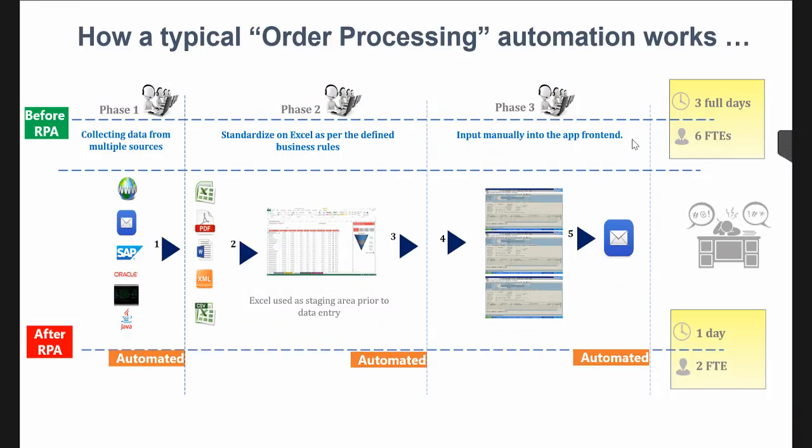Okay. So how does a typical order processing automation work? I'll just try to give you a brief of how the manual work is handled and how that is automated with RPA.